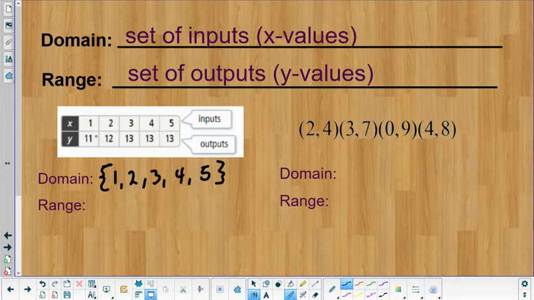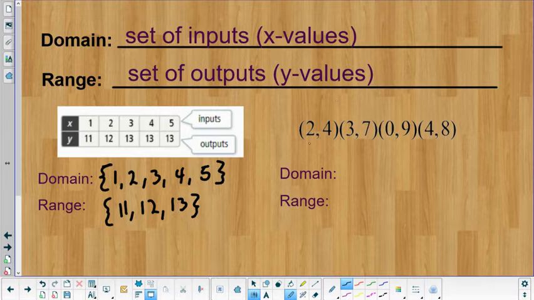All right, my range, I'm going to list my outputs. So I have 11 is my smallest, then 12, then 13. I do not have to list repeats. I just want a list of all my possible x and y values. So even though there are 3 13s there, I only have to list 13 once.